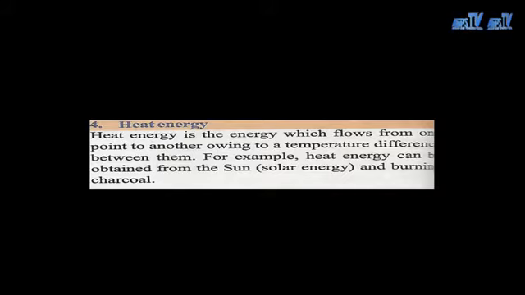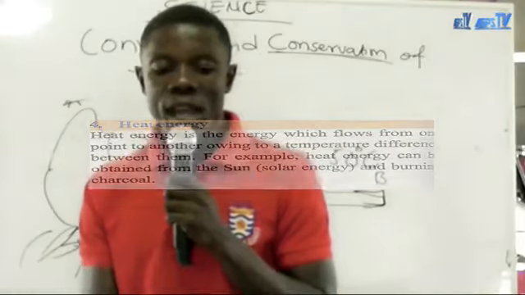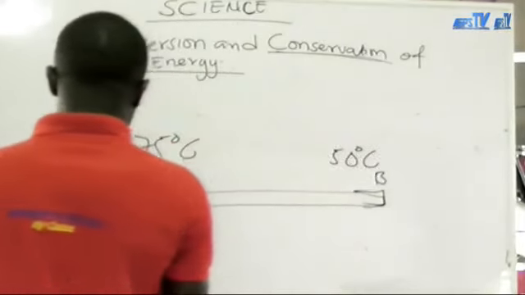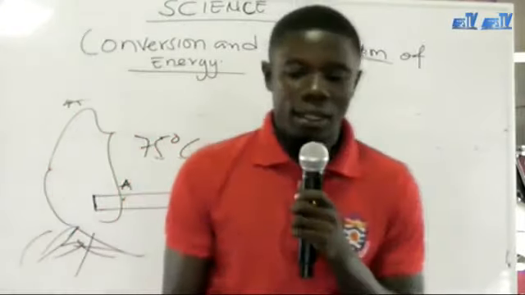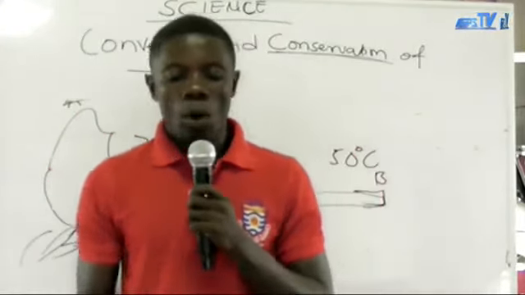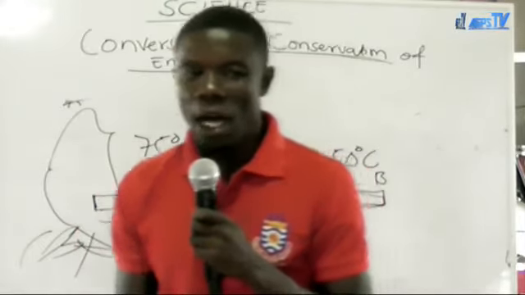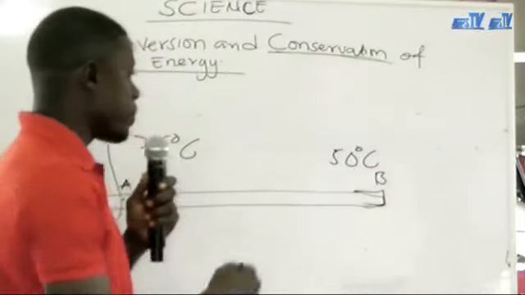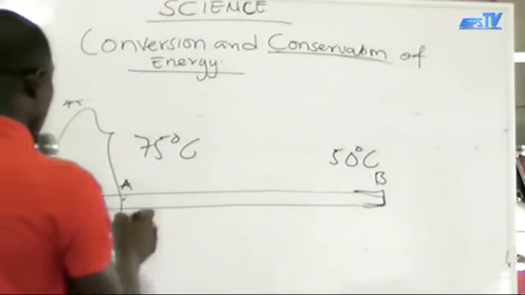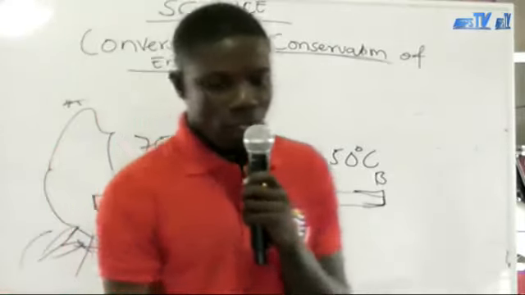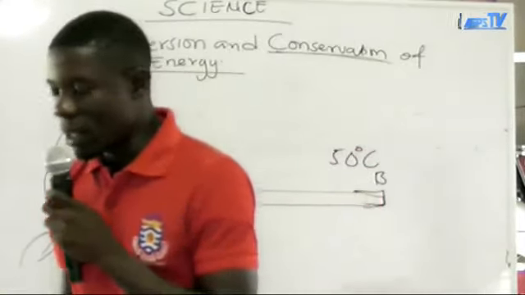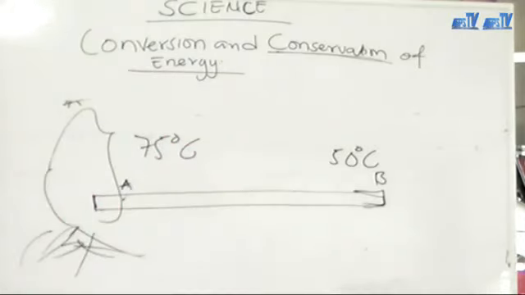And burning charcoal also produces what? Heat. So here in charcoal, the chemical energy in charcoal will be converted to heat energy as soon as it starts burning. The charcoal already contains chemical energy. So if you start burning the charcoal, the chemical energy in that charcoal will be converted to heat energy.